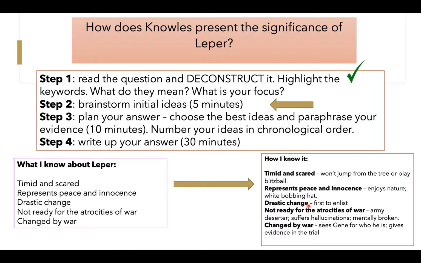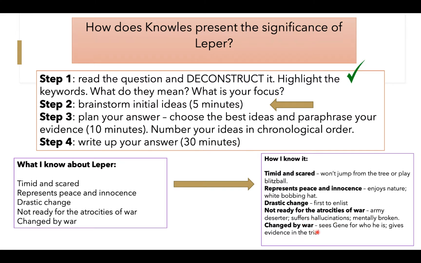The drastic change in him, I think, for me, comes when he is the first to enlist, because Knowles has set him up as all of these things, it's completely unexpected. How I know he's not ready for the atrocities of war: he deserts the army, so he doesn't even stay. He suffers hallucinations. These are the hallucinations that he describes to Gene. And he visibly is mentally broken by war, and it completely alters his character.